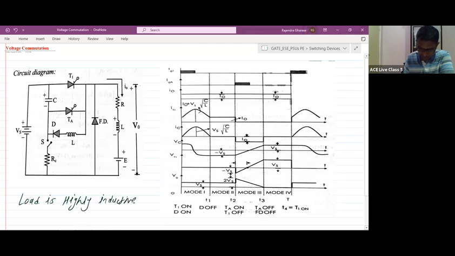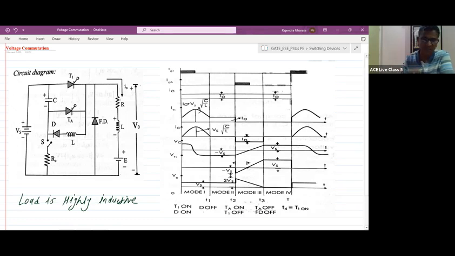Highly inductive. If the load is highly inductive, it means the load consists of a high value of inductor. As we know, the inductor has a tendency to oppose the change in the current, right? So if the load consists of a very high value of inductor, then we'll be getting a constant load current.